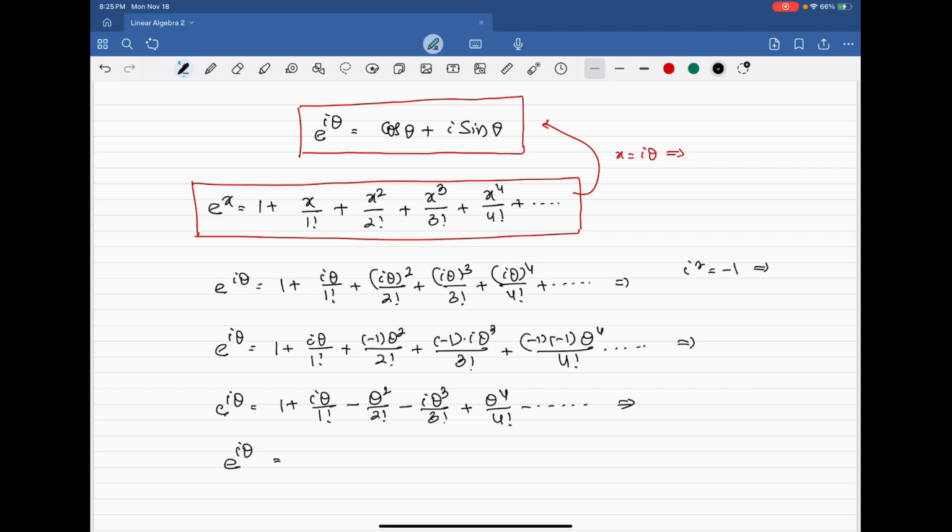When you separate imaginary and real values, what happens? 1 minus theta square by factorial 2 plus theta to the power of 4 by factorial 4, and so on. This is the real number, plus the imaginary number, which will be theta by factorial 1 minus theta cube by factorial 3 plus theta to the power of 5 by factorial 5, and so on.